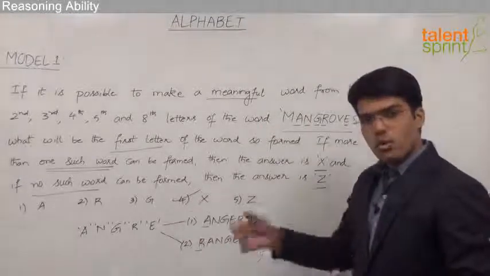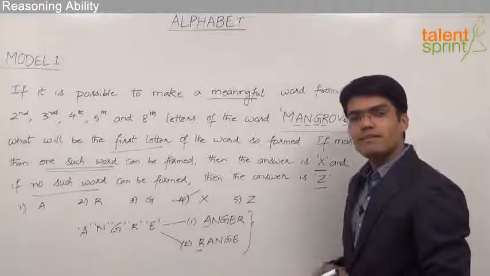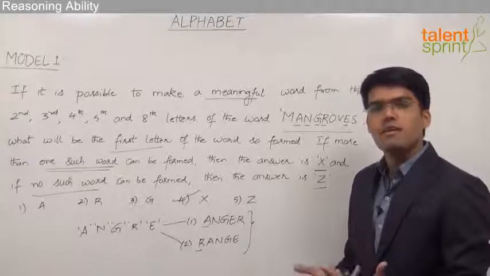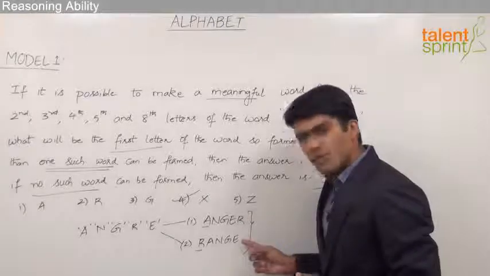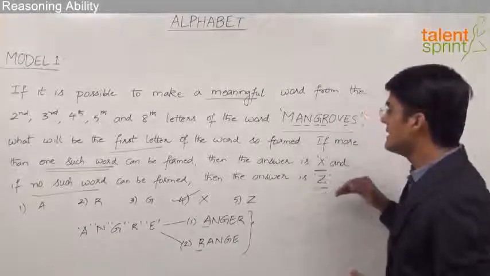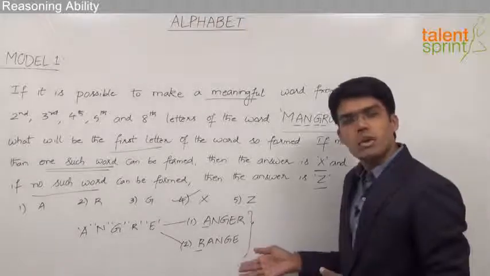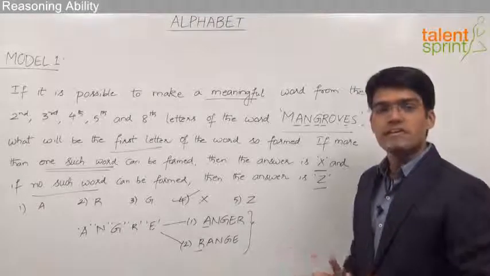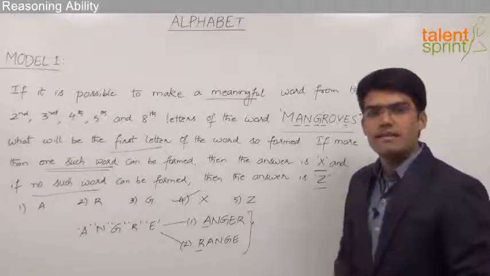And suppose if no word can be made out of the letters A, N, G, R, E, then the answer has to be Z. So this is how we can get the answer for these type of questions, by trying to find the possible words with the letters given. Remember, once we have made two words with the given letters, there is no need to think about the third word, as the question very clearly says that if there is more than one word, then the answer will be X. So whether there are two words or three words or four words, in all the cases the answer has to be X. So never waste time in finding out the third or the fourth word. Once we get two words, the answer can be taken as X.